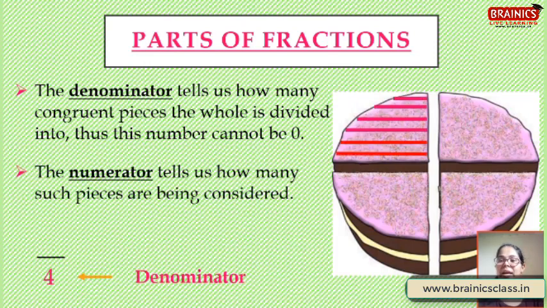And what is the numerator now? The numerator tells us how many such pieces are being considered. Suppose I am going to eat one piece. So 1 will be our numerator while writing the fraction. And as I told you, the small horizontal dash, what is it called? It is called the vinculum. In mathematical terms, it is called a vinculum, a horizontal dash or horizontal line.